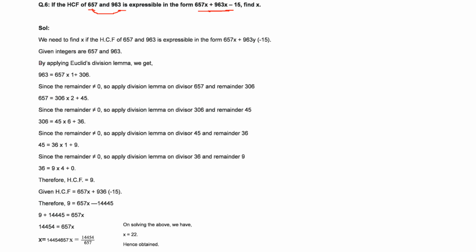Same thing, if the HCF of these two numbers is expressible in this form, we have to find x. So we'll find the HCF of 657 and 963 using the division lemma, and then we just equate it with this expression. I hope that you'll be able to find it by this method. 9 will be your HCF, so you just have to equate 9 with 657x plus 963x minus 15. And we have to solve for x, and this is the solution. x will be 22.